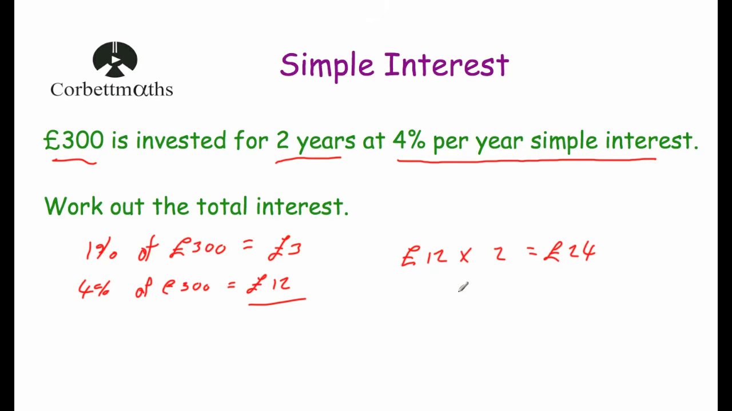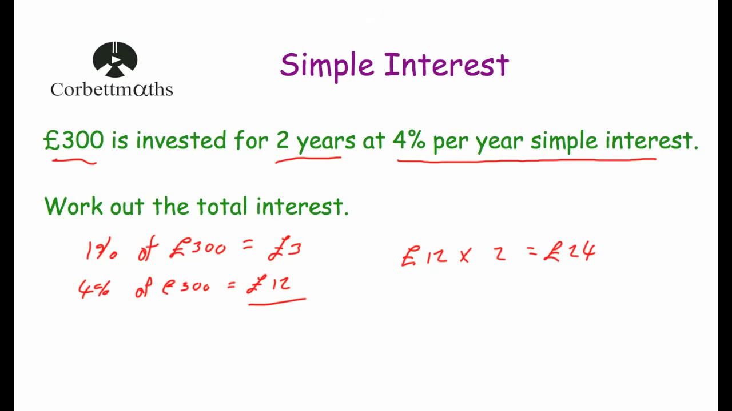And that's it. If the question was worded slightly differently, and instead of asking to work out the total interest, it said how much money would there be at the end of the 2 years, we would add the £24 onto the 300 and say the answer would be £324. But the question just asked you for the total interest, and that would be £24.